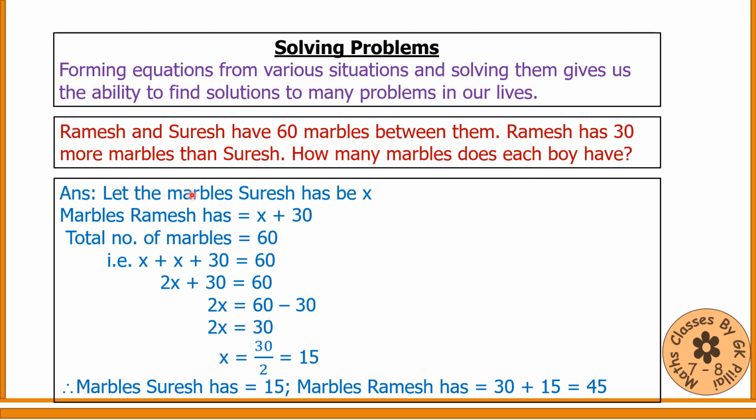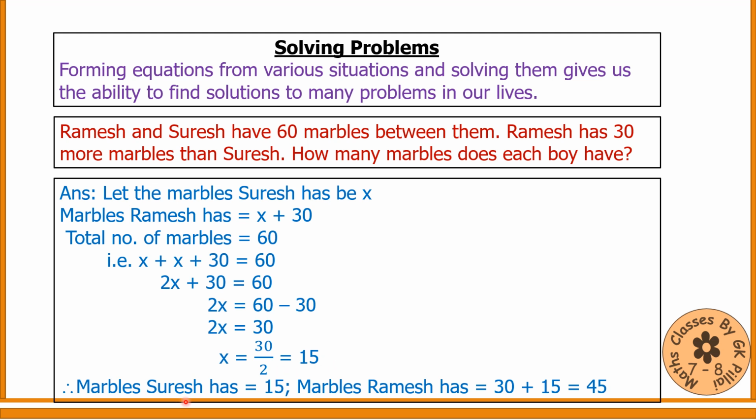Let the marbles Suresh has be x. So the marbles Ramesh has will be x plus 30. And combined, both of them have got 60 only. So x plus x plus 30 will be 60. 2x plus 30 will be 60. And 2x will be 60 minus 30. 2x equal to 30 and x will be 30 upon 2, 15.